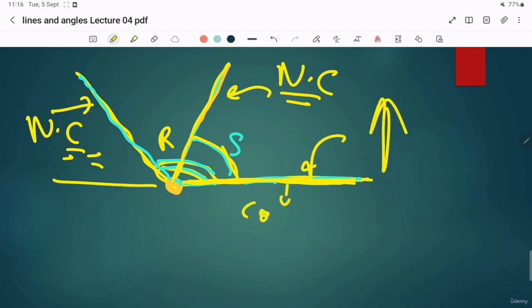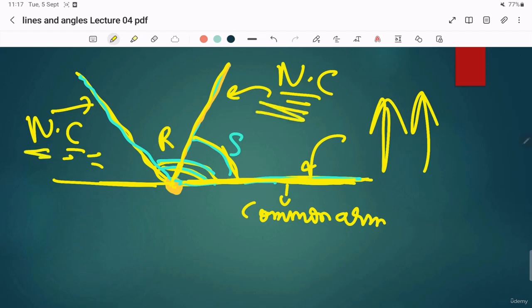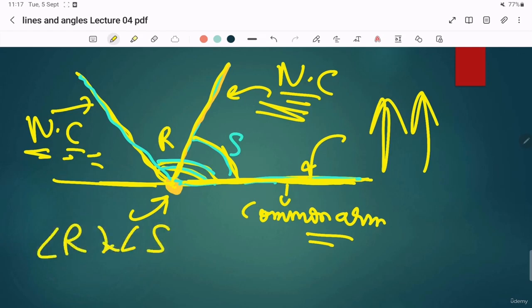This is a common arm. And the non-common arms are on this side of the common arm. Hence, we can say these non-common arms are on the same side of the common arm. The third condition is not fulfilled. Hence, these two angles are not adjacent angles. Therefore, angle R and angle S are not adjacent angles. So this is how we check whether two angles are adjacent or not.